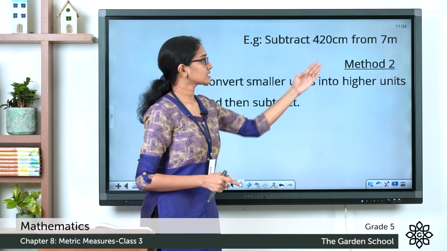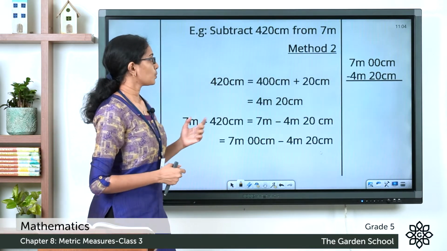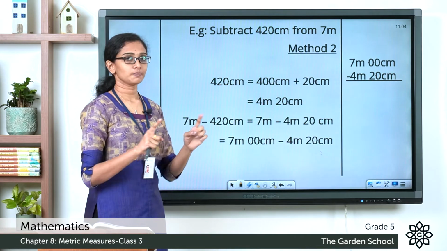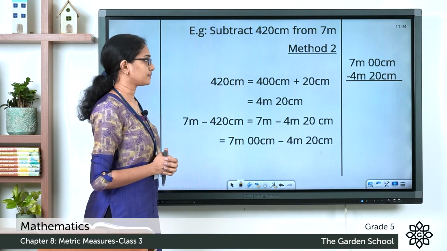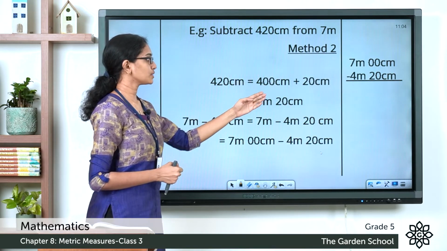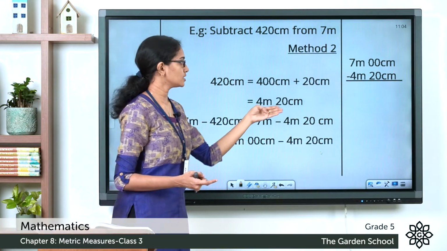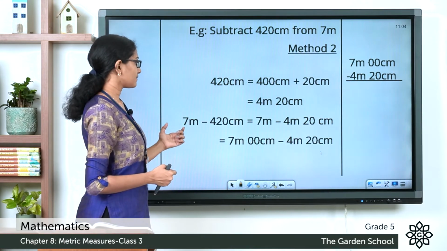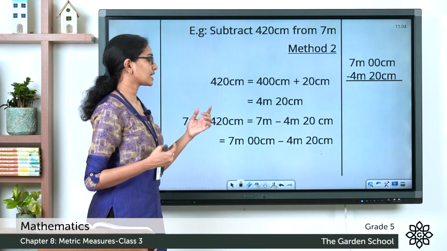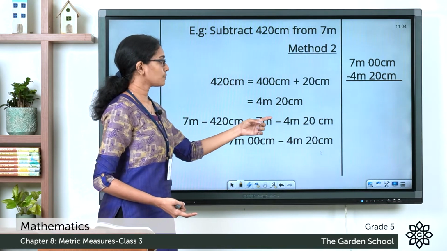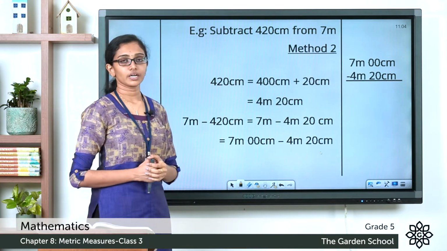So we are going to change this centimeter into meter, which is the higher unit here. So what is 420 centimeter? We can split that into 400 centimeter plus 20 centimeter. Now 400 centimeter can be written as 4 meter, then this 20 centimeter. So our question, 7 meter minus 420 centimeter is equal to 7 meter minus 4 meter 20 centimeter.